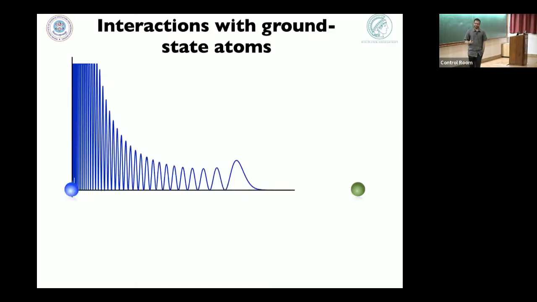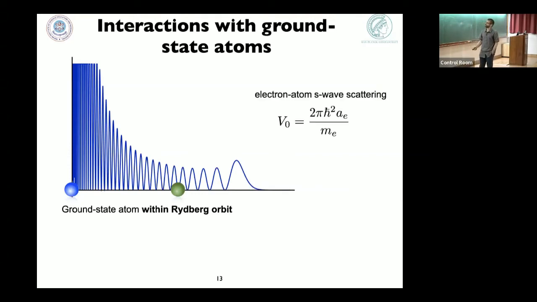So what does happen if this green ground state atom ventures into the electron orbit? Now I'm drawing the probability density of the valence electron of the Rydberg atom. The ionic core would be that blue ball. And now the ground state atom comes inside. Clearly what can happen is that the electron now scatters off the ground state atom. And that in fact is the dominant interaction. And luckily for us, it happens also again in an S-wave scattering regime. So now this is S-wave scattering between the Rydberg electron and the ground state atom.